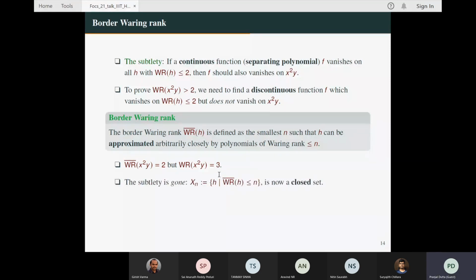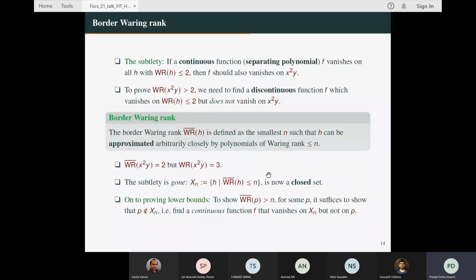Okay. And as I said, now the subtlety is gone, because if we talk about these approximations, then we can show that this is a closed set. And by closed set, I really mean that to show this lower bound, you really have to find a continuous function. So this continuity issue is gone now.